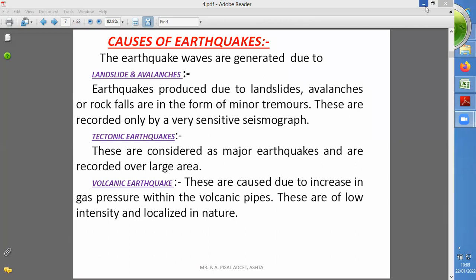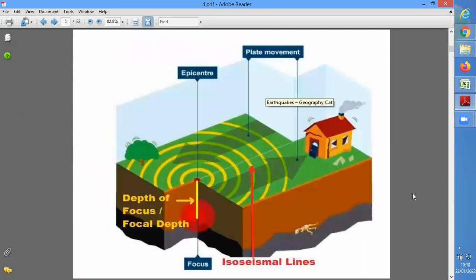So let's start with the continuation of the last lecture. In the last lecture, we started the topic related to the earthquake. We saw the basic things related to the earthquake: these four terms generally used in the earthquake: focus, epicenter, depth of focus, and isoseismal line. What is the meaning of each, we have discussed.